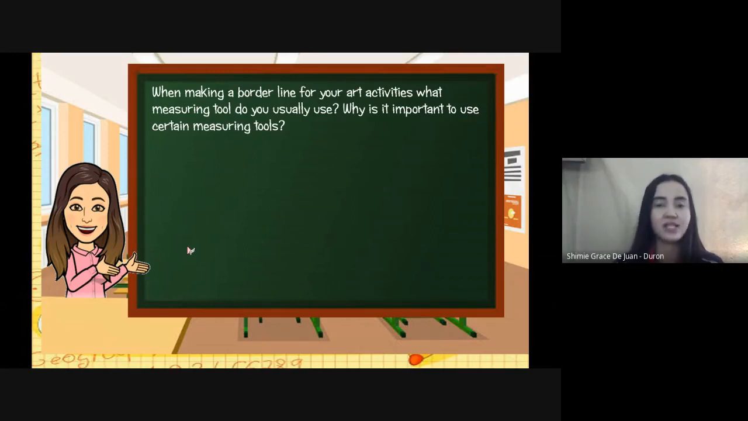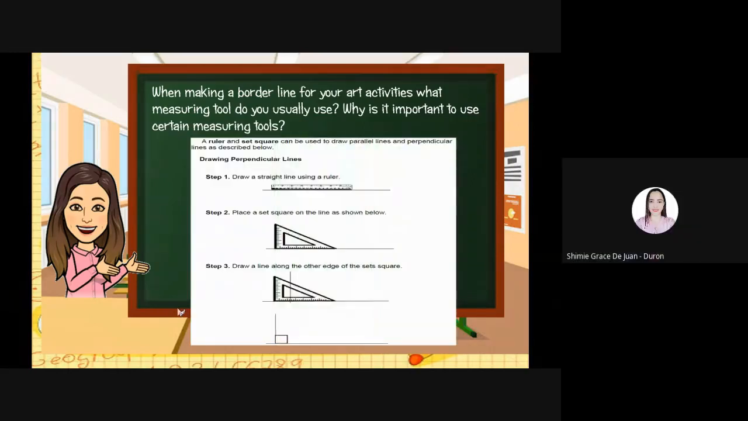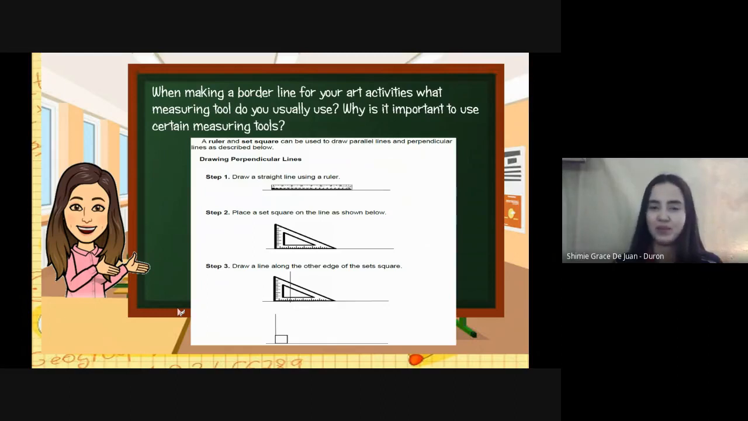I can still remember when I was in elementary during art class, we made a borderline in every art activity that we were doing. So I know you are also familiar with the measuring tool that we have to use. What is it? Okay, we use a ruler and a set square. So these are some that we can use to draw parallel lines and perpendicular lines as described below.